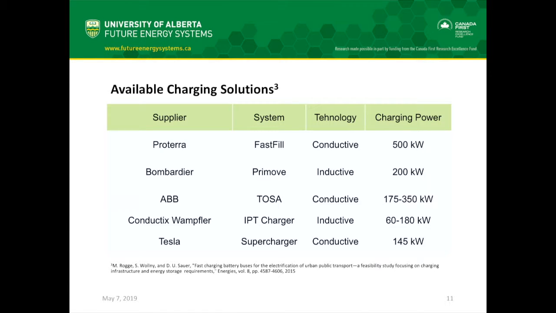The maximum power that is being supplied by Proterra, the manufacturer where the city of Edmonton is getting the buses from, is 500 kilowatt, and the Tesla capacity at the moment is 145 kilowatt, and the other technologies lie between 500 and 145 kilowatt.